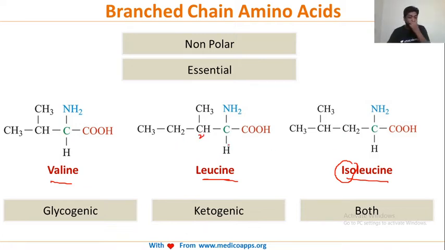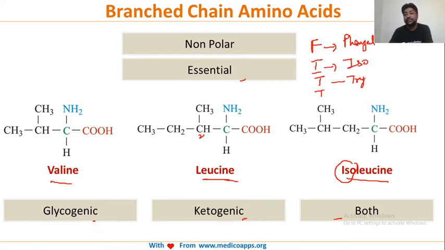Very important to remember, all are non-polar, all are essential. All branch chain amino acids are essential. But very interesting is, this is glycogenic, this is ketogenic, and this is both glycogenic and ketogenic. A very good way to remember the amino acids which are both glycogenic and ketogenic is FIT. F is for phenylalanine, I is isoleucine, T is tyrosine, and last is tryptophan. These FIT amino acids can create both glucose and ketones, so they are both glucogenic and ketogenic.